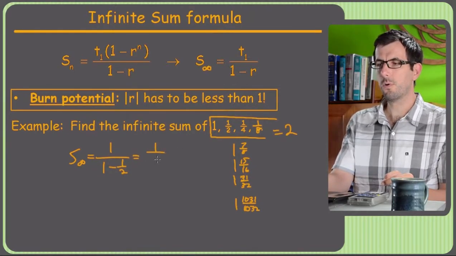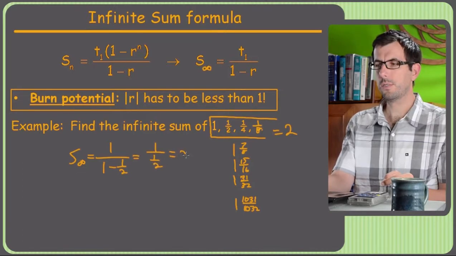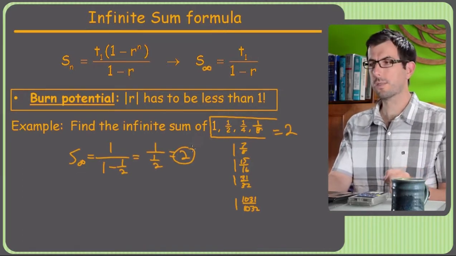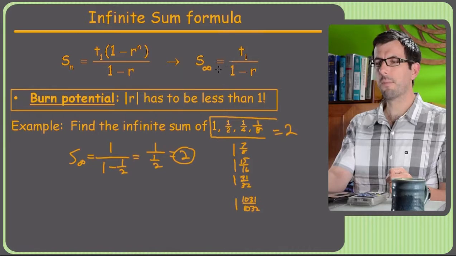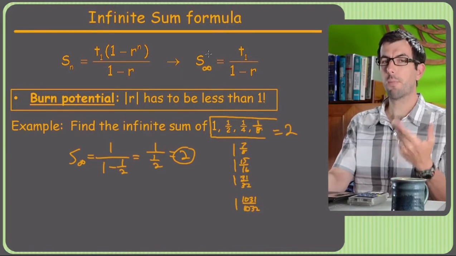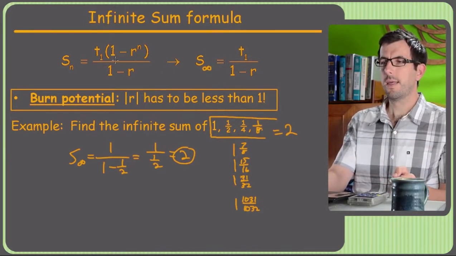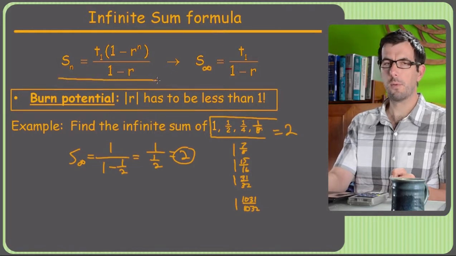So 1 over 1/2, which is 2. So the magic works. Now if you want to see where this formula came from, here's what I recommend for how to remember this formula for the test. This is the original S sub n formula we used on the previous page. This is the infinity one.